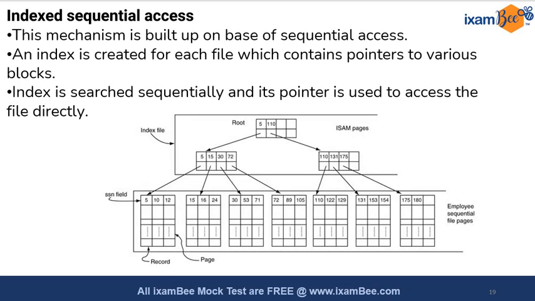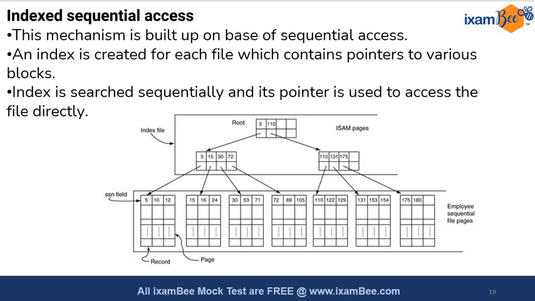Then under this we had two things, the index and the hash. So let's first understand the index one. This mechanism is built on the base of sequential access. Like we had sequential access, now we need to go to something else, that is the index one. So the base is still sequential access.